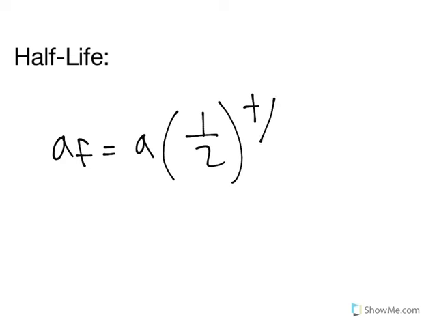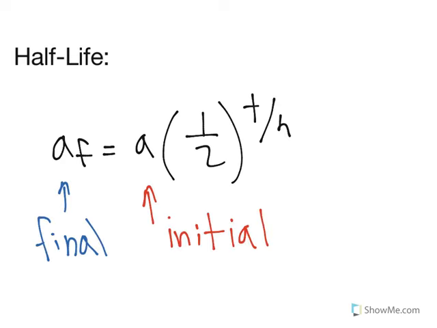Often in science we use what's called a half-life, which is a type of exponential decay. The equation for half-life is the final amount equals the initial amount times 1/2 to the t over h. The t stands for time, and the h stands for half-life.